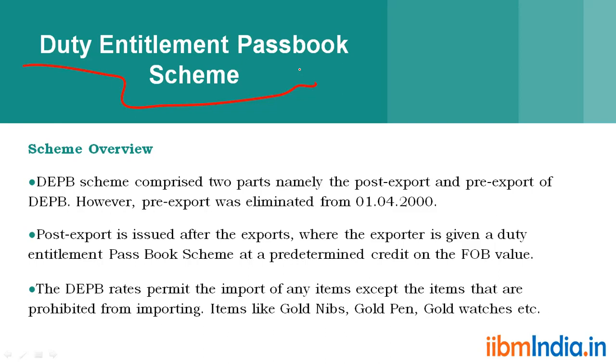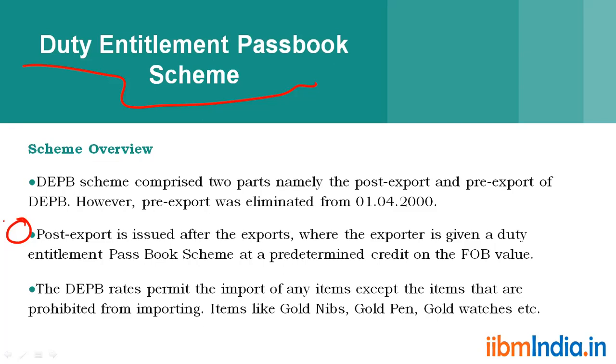So the DEPB scheme used to comprise two parts, namely the post-export and pre-export. But now, from 1st April 2000, the pre-export has been abolished. Post-export is issued after the export. That is quite simple to understand. Post-export is all about once the export has been done.